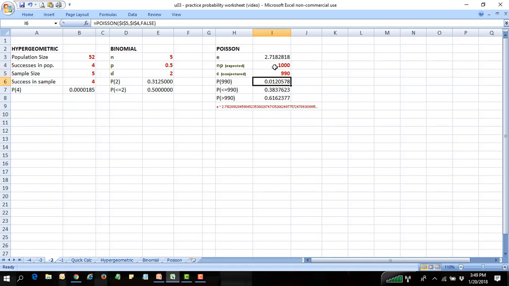Well, the actual probability of getting exactly that number is only a little more than 1%. But the probability of getting that number or less is roughly 38%. The probability of getting that number or more is roughly 61%. And you expect a larger percentage to be in the direction of the expected value. So 38% chance I'll get 990 or less as I go through.